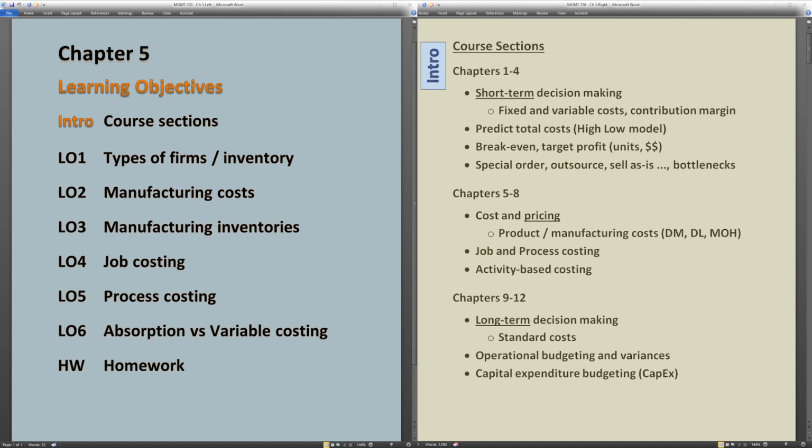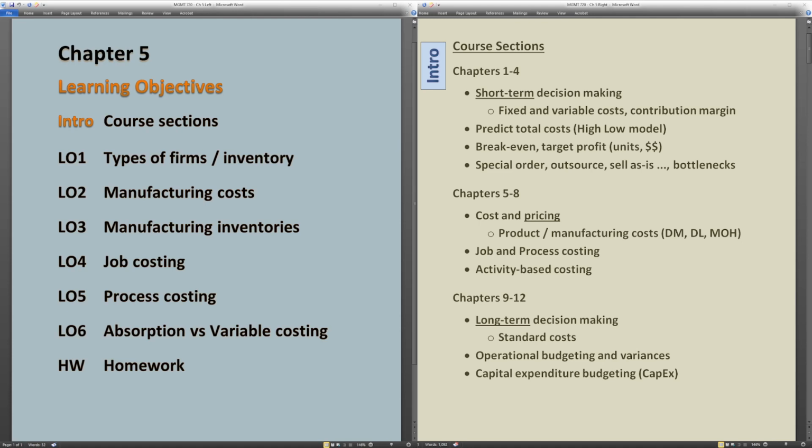And what did we learn from that? We learned how to predict total costs with the high-low model. We learned how to calculate break-even and what a target profit would be, calculating both the units necessary to break even or to get a target profit, or the sales volume to break even or reach a target profit. And from there, we extended it to certain situations, such as what if you had a special order, or a decision to outsource, sell as is, or deal with bottlenecks.